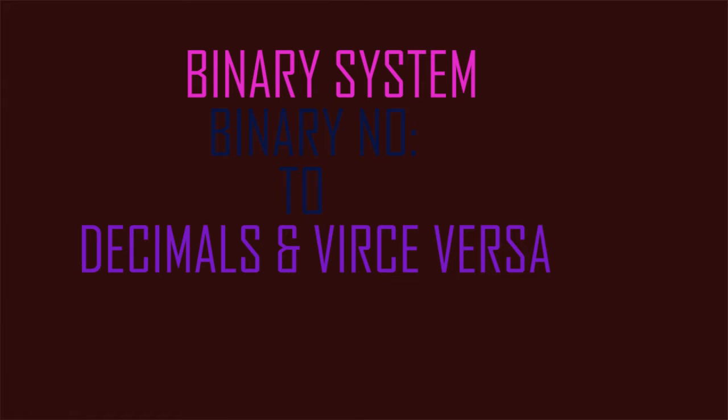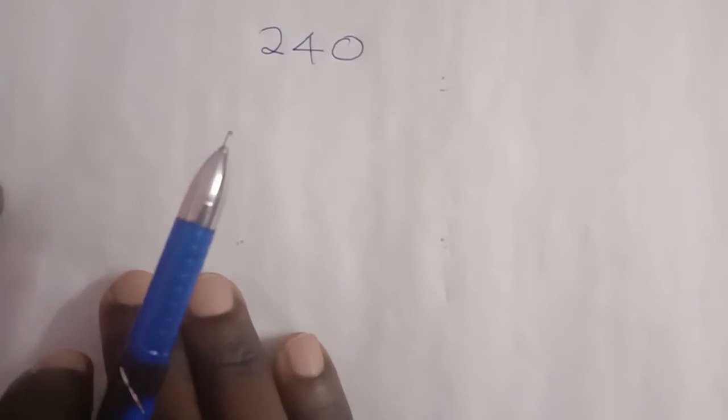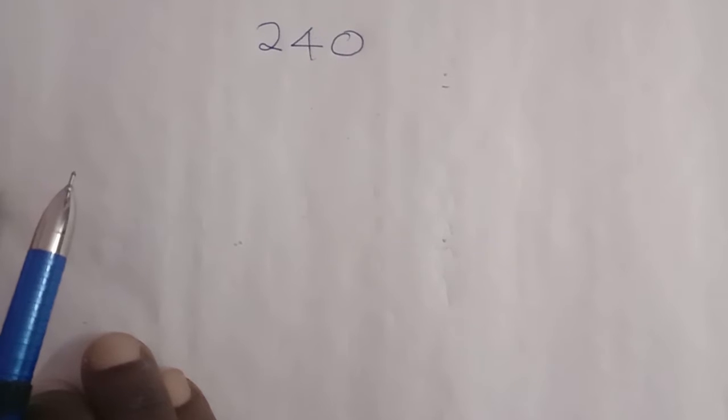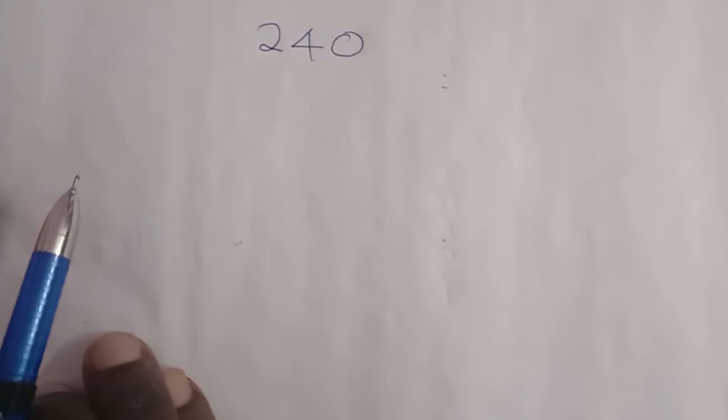Hello guys, in this video I'm going to show you how we can convert binary numbers into decimal and from decimals into binary numbers. Suppose I have this number, it is written 204. Now you are required to convert this number into binary. How can you do it?